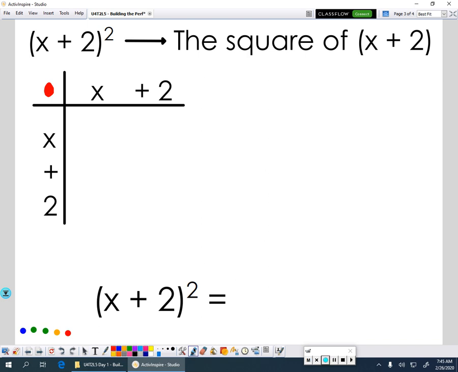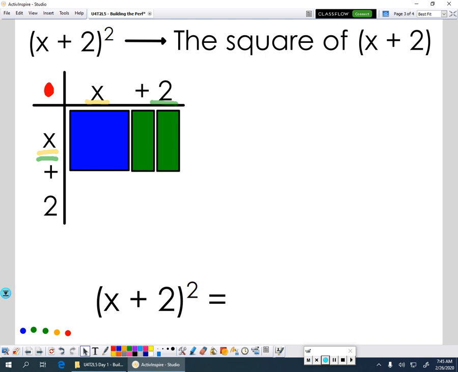So if I start off here, this x times this x gives me x², which, remember, is represented by this blue square here. Next, I'm going to multiply this x times 2, which means I have two 1x pieces. So 2 times x gives me these two 1x pieces. Remember, this is my x², and this is 1x and this is 1x together. That gives me my 2x.